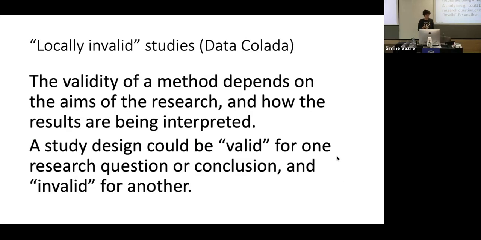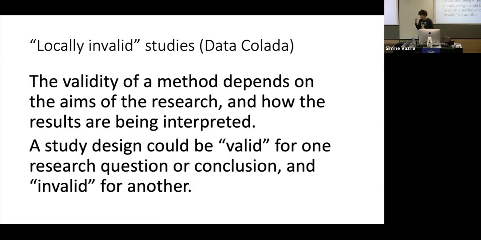So in the Data Colada blog post that I assigned for today, in a footnote, they talk about locally invalid studies. This is really important because the idea is that the validity of a study or method depends on the aims of the research and how the results are being interpreted. So a study design or method could be valid for one conclusion, one claim, and invalid for another.